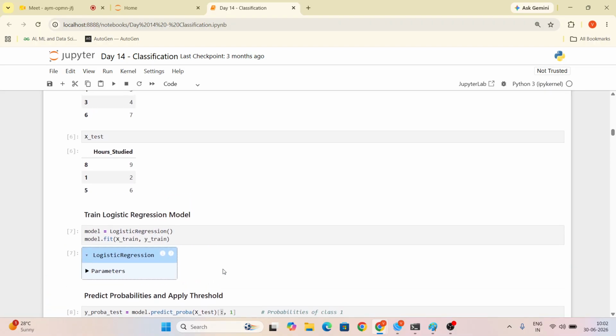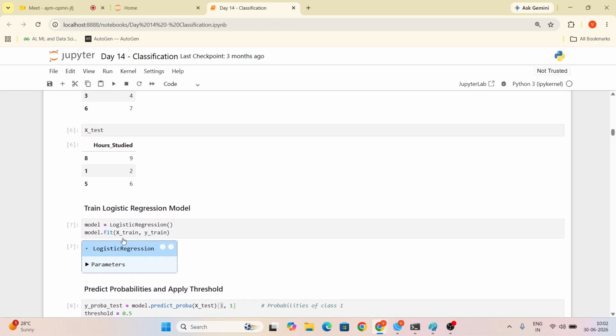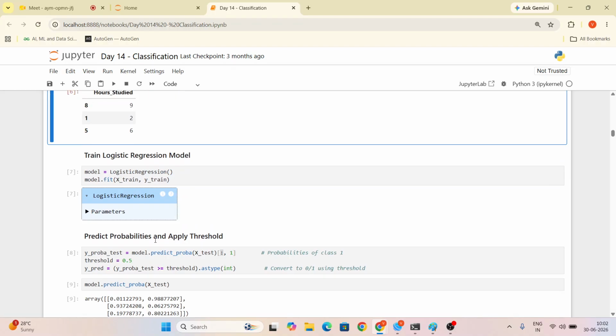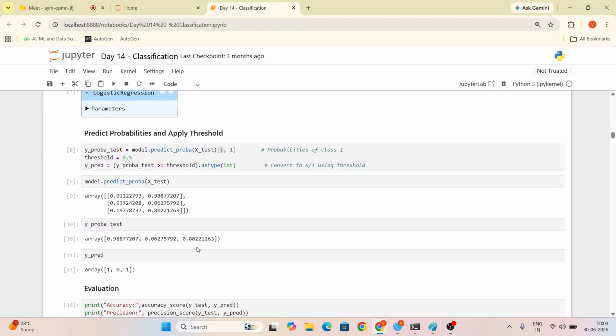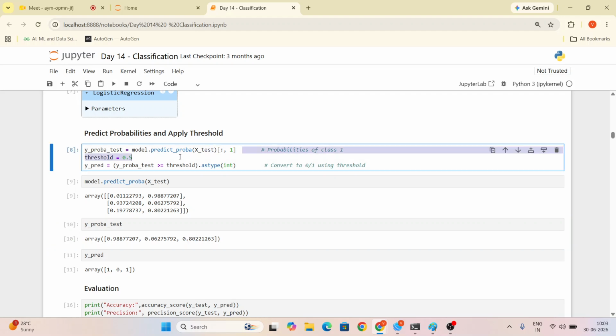So this is the meaning, right? If you are studying 9 hours, you will get a 98 percentage. If you are studying 2 hours, the passing chances are 0.06 something, and if you are studying 6 hours, you will get 80 percentage. Do you have any doubt here? Do you have any doubt in this coding?